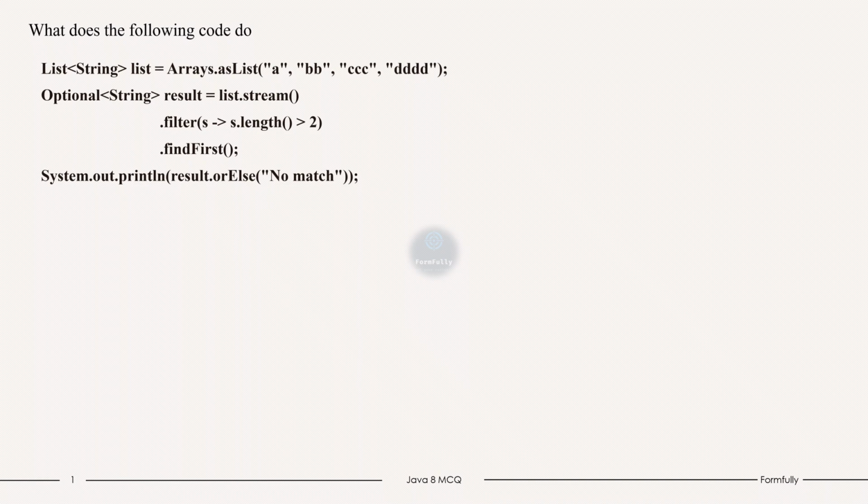So moving towards the next question, here is the output. You can analyze the code and come up with the output. As previously, the first line is creating the list of strings. We initialize the list of strings using Arrays.asList with elements a, b, b, 3 times c and 4 times d. We can see that the strings have varying lengths, 1, 2, 3, 4.